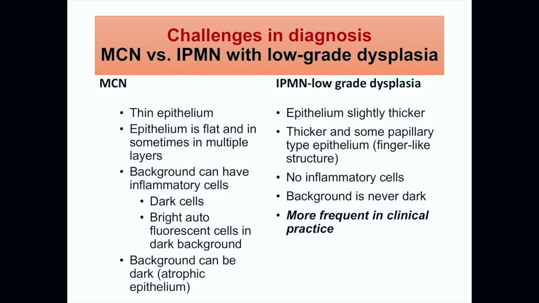The background can be dark because of atrophic epithelium, or the background is typically more bright and you see clumps of inflammatory cells. On the other hand, in IPMNs with low-grade dysplasia, the epithelium is slightly thicker compared to the MCN, and you may see some papillary configuration, but there are hardly any inflammatory cells. You never see a dark background. Note that in clinical practice, it's way more frequent that you encounter an IPMN with low-grade dysplasia than MCN.